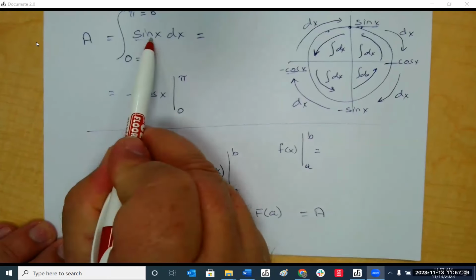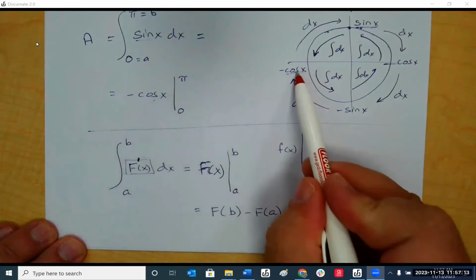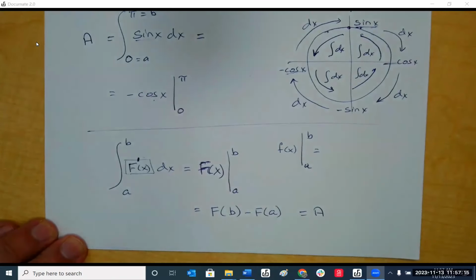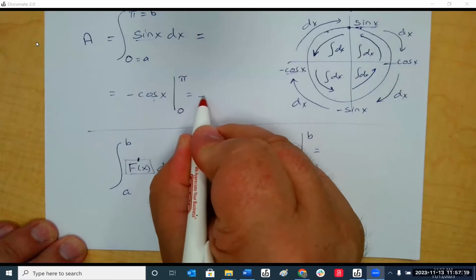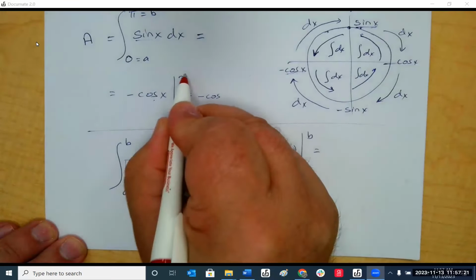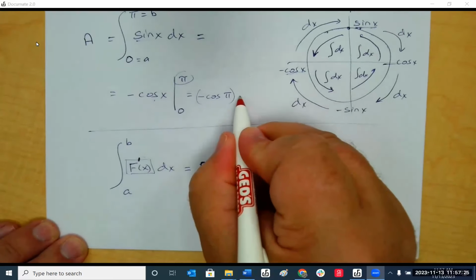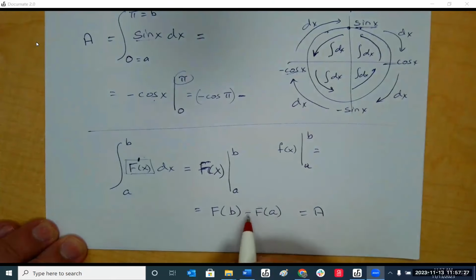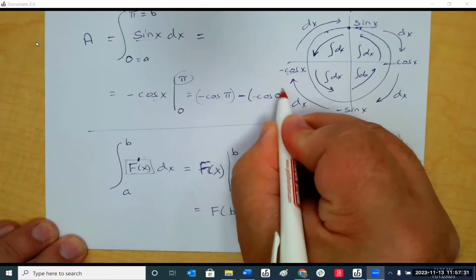So this is the derivative. So if we take the derivative of negative cosine, it would be sine x, check. So now what we would do is take negative cosine at pi minus the negative cosine at 0.